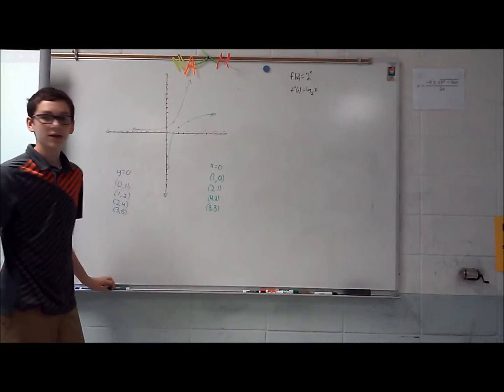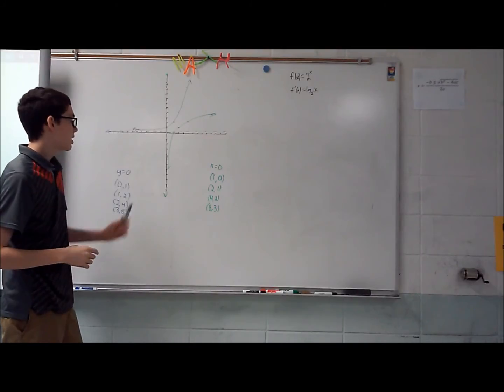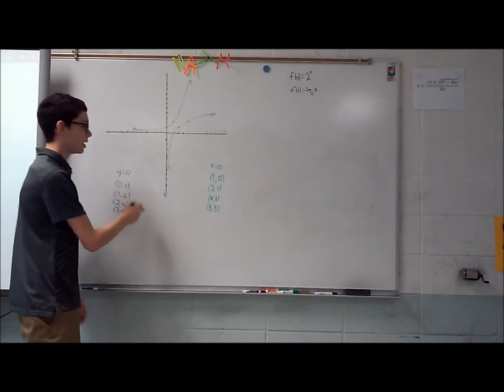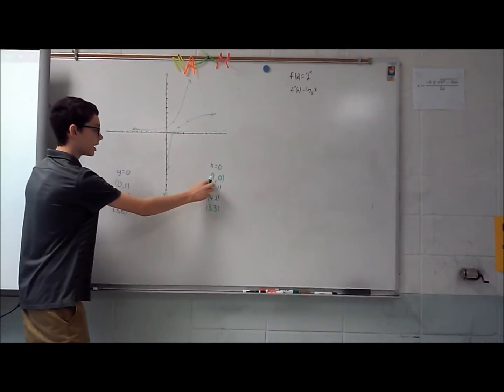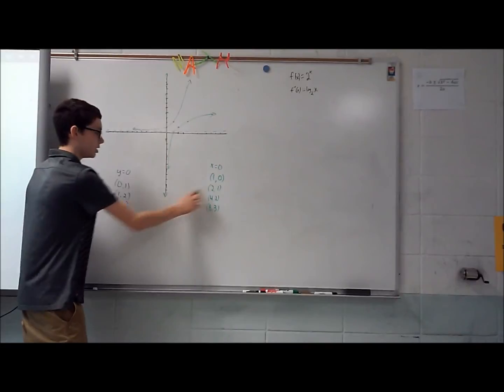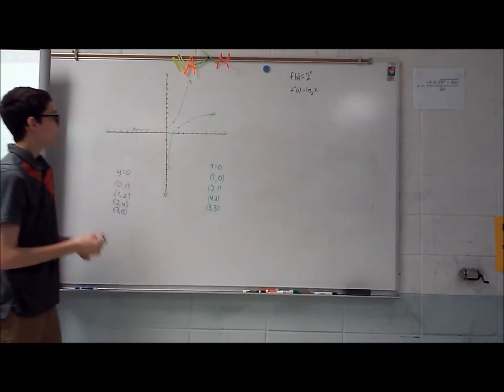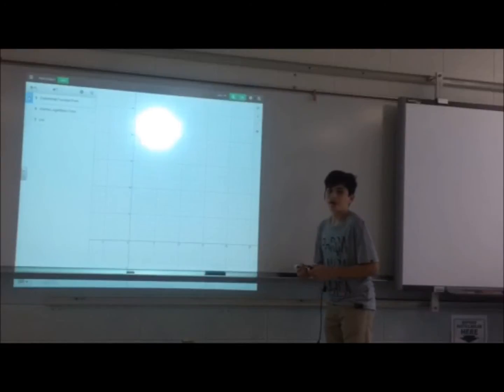So now that we know through the definition of an inverse, that if it's an inverse function, the x values will become the y values, and the y will become the x. So we can see that here with 1, 0, 0, 1, 1, 2, 2, 1, and all the way down, and the asymptotes are also flipped. Next, we're going to look at an example.